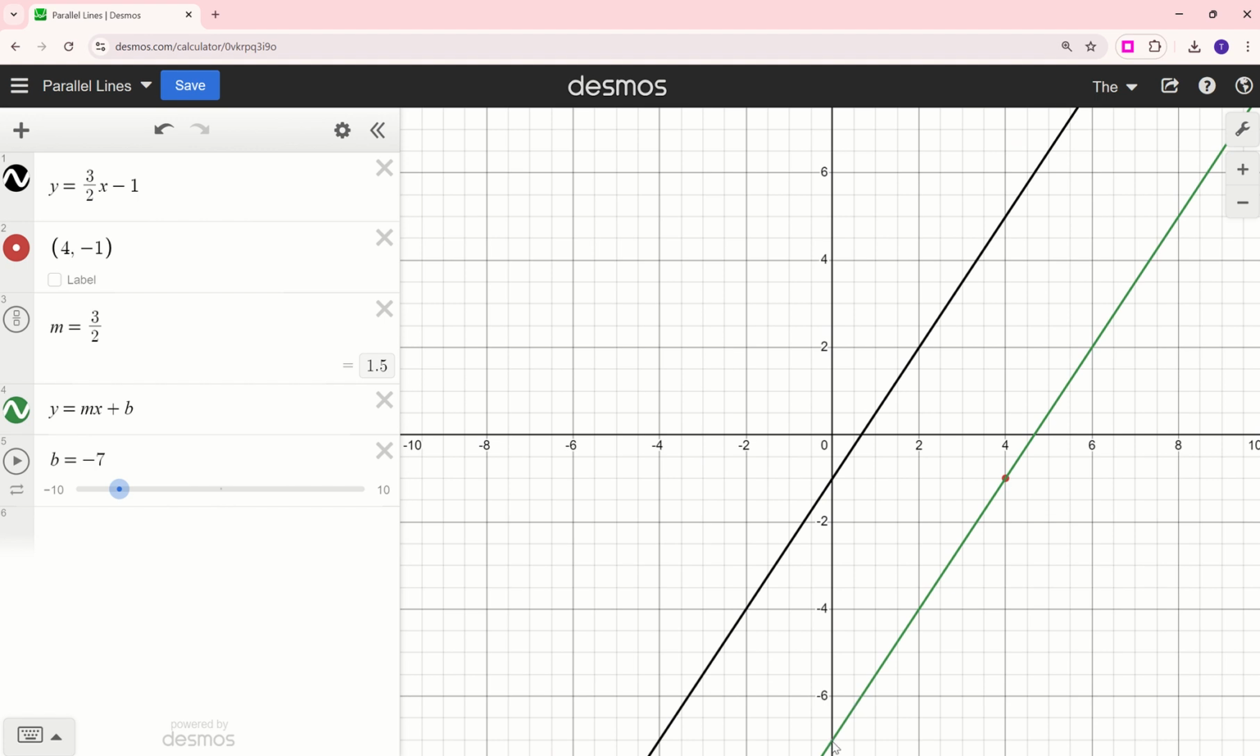This means that that green line crosses through the y-axis at the ordered pair 0, -7. That's the y-intercept.